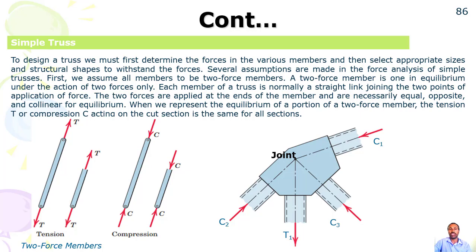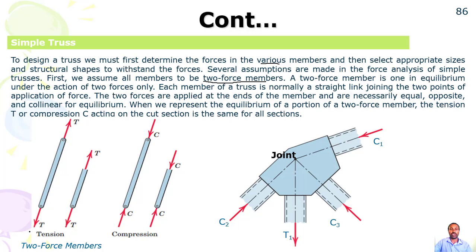For a simple truss, to design a truss, we must first determine the forces in various members and then select appropriate sizes and structural shapes to withstand the forces. Several assumptions are made in the force analysis of a simple truss. First, we assume all members to be 2-force members. A 2-force member is one in equilibrium under the action of 2 forces only.